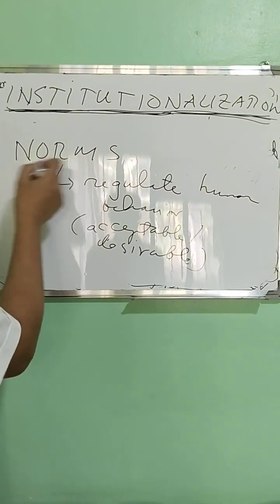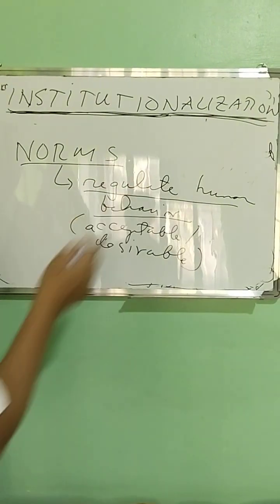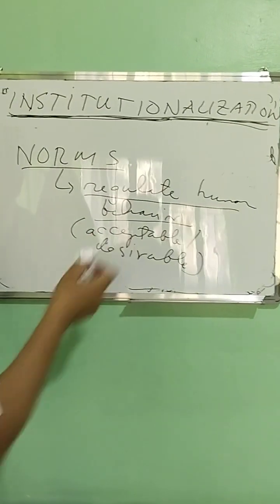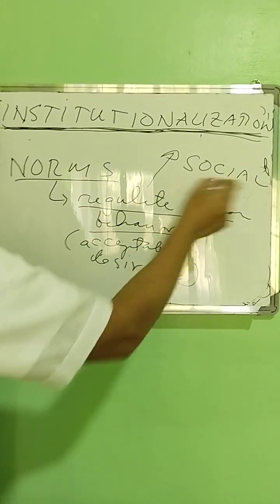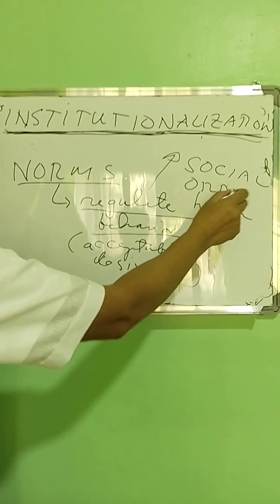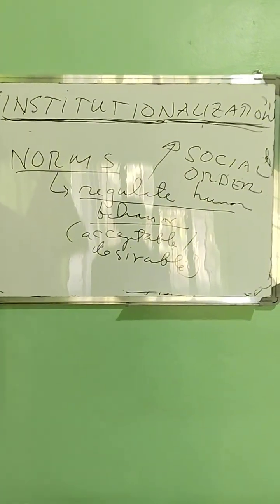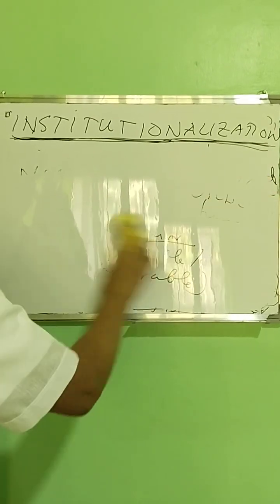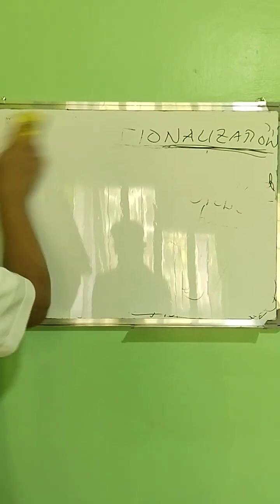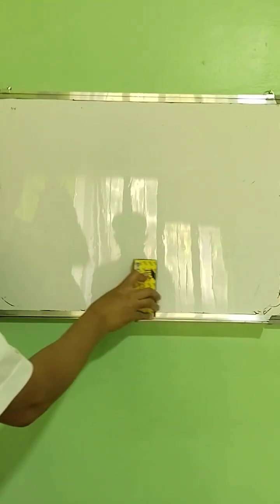So, if norms are intended to regulate human behavior, in turn, as a consequence, as a whole, we are after social order. Kasi ayaw natin na magulo. We do not want chaos, we do not want madness, we do not want disunity, etc. So, that is the objective, social order. Now, I repeat, let us take one by one, why are norms important in our society? What do you think? Give us one reason.